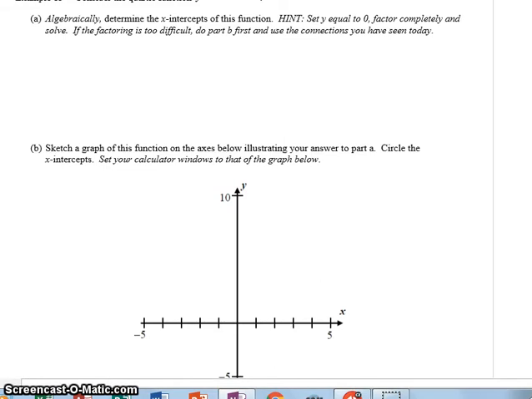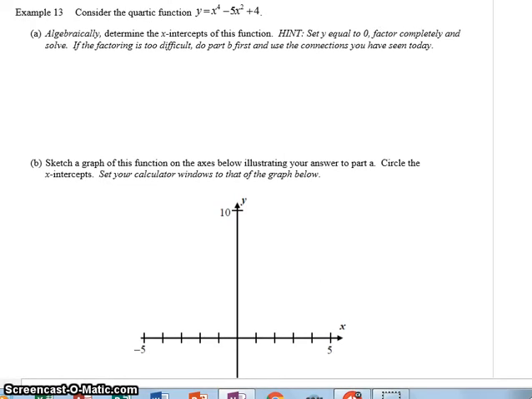Example 13. Consider the quartic function. It's now quartic because your highest degree is 4. So now it says algebraically determine the x-intercepts. So x-intercepts are when y is 0. So I put 0 equals x to the 4th minus 5x squared plus 4.